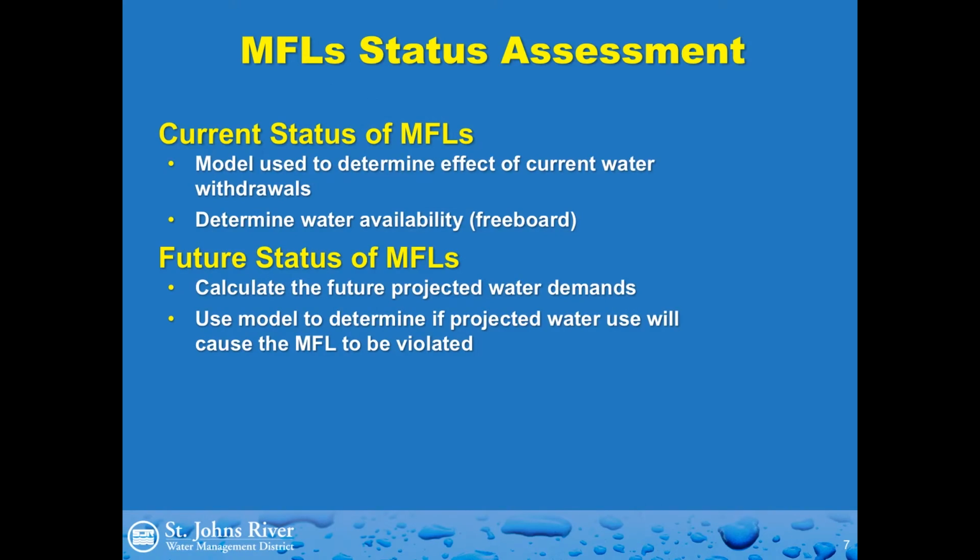Once we've determined an appropriate MFL, or multiple MFLs in some cases, to protect the most sensitive criteria in a system, the next step in the process is to assess status, both current and future status. First, we look at current status to determine if the MFL is being met today with current water use demands. Next, we look at future water use demands to determine if the MFL will continue to be met within the planning horizon.